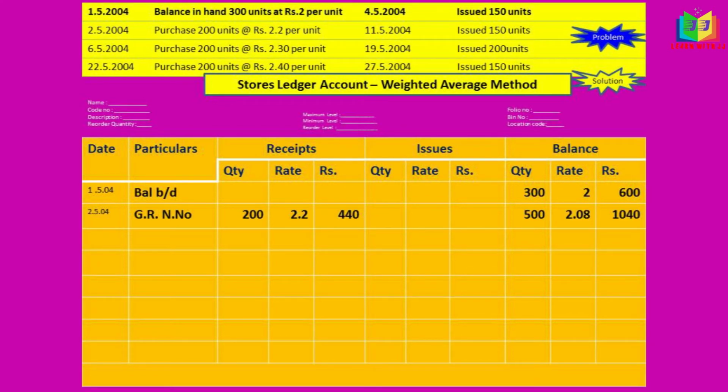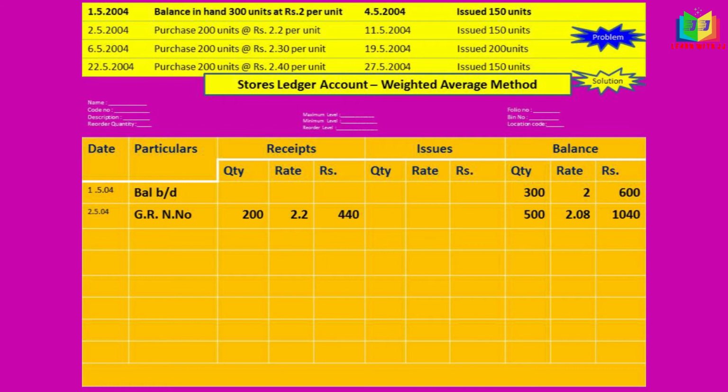While writing it in the balance column, we have to add the quantity as well as the amount. Earlier we have 600 rupees and now the purchase worth 440, so 600 plus 440 will get 1040, and in the units column we have to add 300 plus 200, 500. Now we have to find out the weighted average cost. This is simple to calculate, that is, this balance amount divided by the balance quantity, that is 1040 divided by 500, we get 2.08.